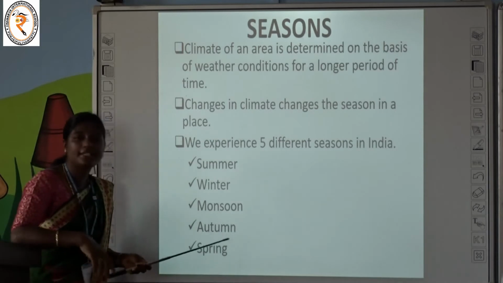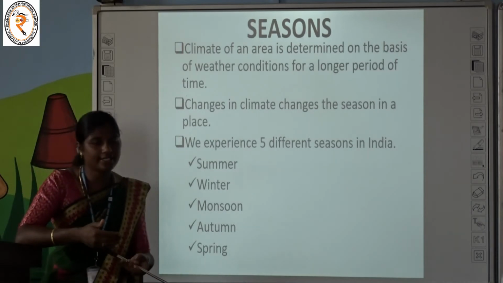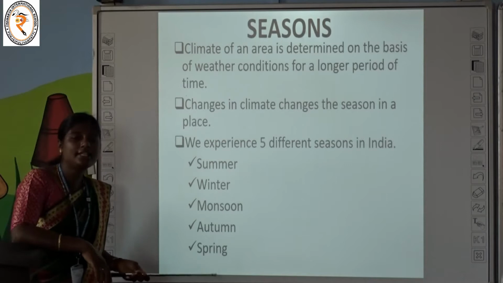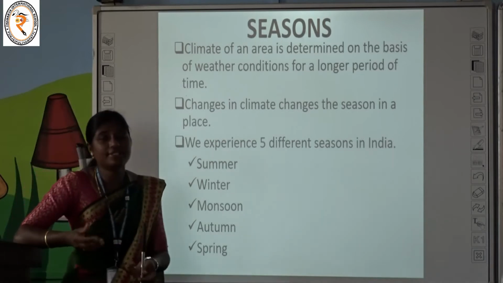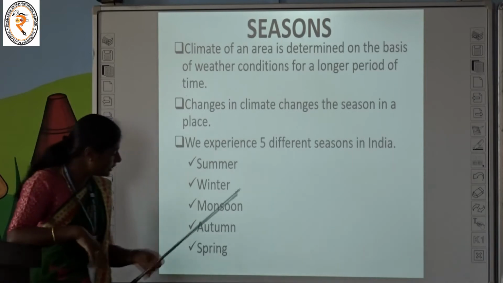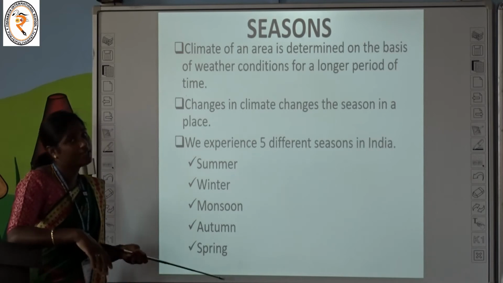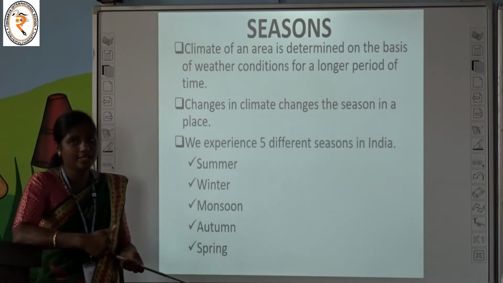So this autumn season comes before the winter season. And the next one, spring season: the new leaves and flowers will bloom during the spring season. This spring season comes after winter season.